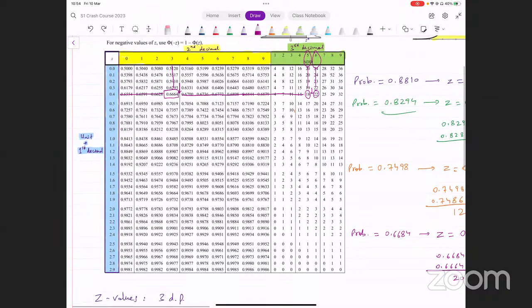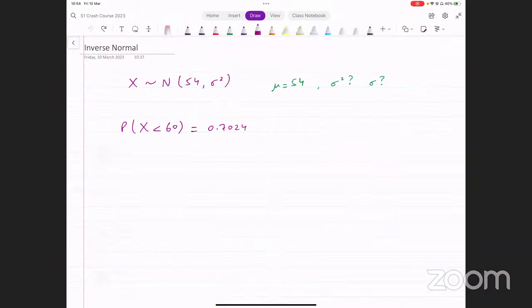So we need to use this for the inverse normal. So now that we know how to read the table, let's go back to the example that we were looking at. So this was the case that we had here. We had a variable X that was normally distributed such that the mean was 54 and the variance was unknown. We had to find the standard deviation for this.